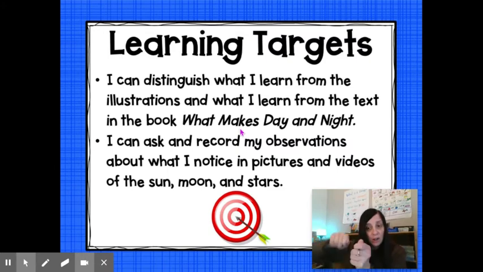Then the next learning focus target is I can ask and record my observations about what I notice in pictures and videos of the sun, the moon, and the stars. And remember, when they say record, that means you're writing down. You're drawing pictures and you're writing words about what you see in the photographs that we post today. And we're doing that same thing today for our work.